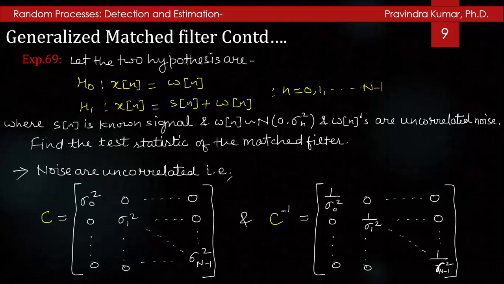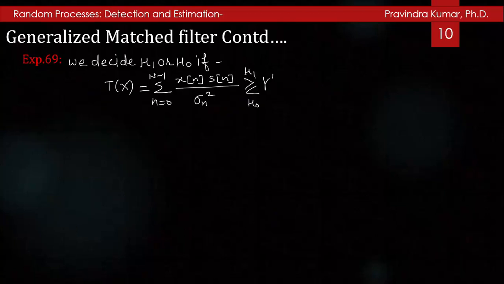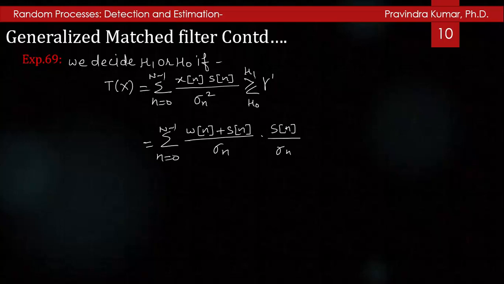So at the diagonal we will have the value of inverse covariance, and we decide H1 or H0 if the test statistic is equal to summation n0 to n minus 1 x n s n divided by sigma n square, greater than or less than gamma dash, the threshold value. So it will be equal to summation n0 to n minus 1 of omega n plus s n by sigma n into s n by sigma n.